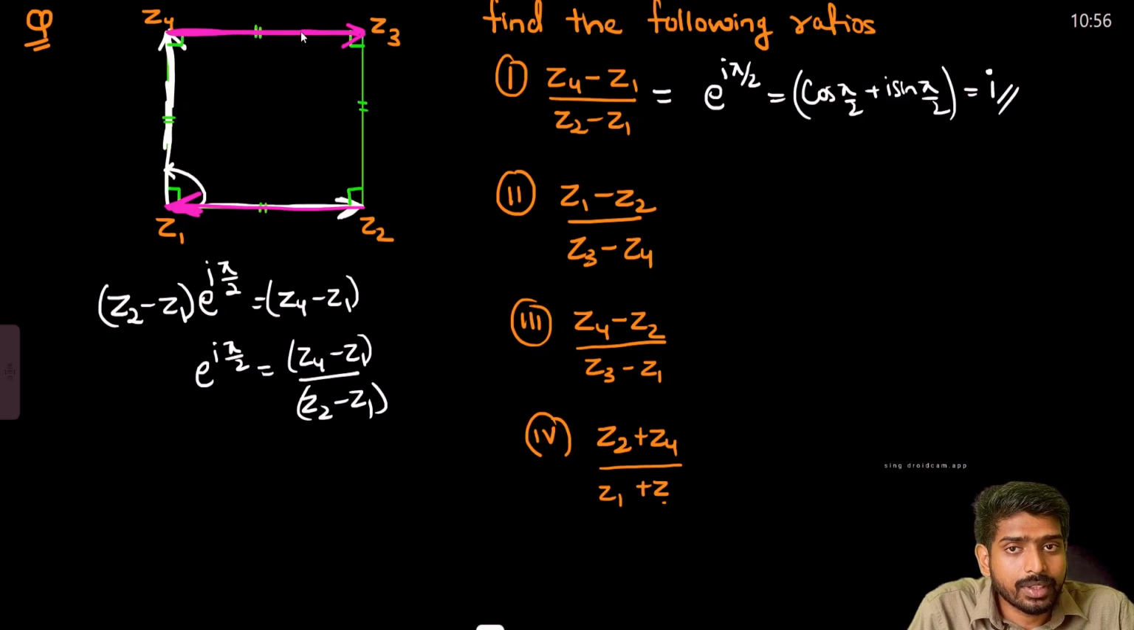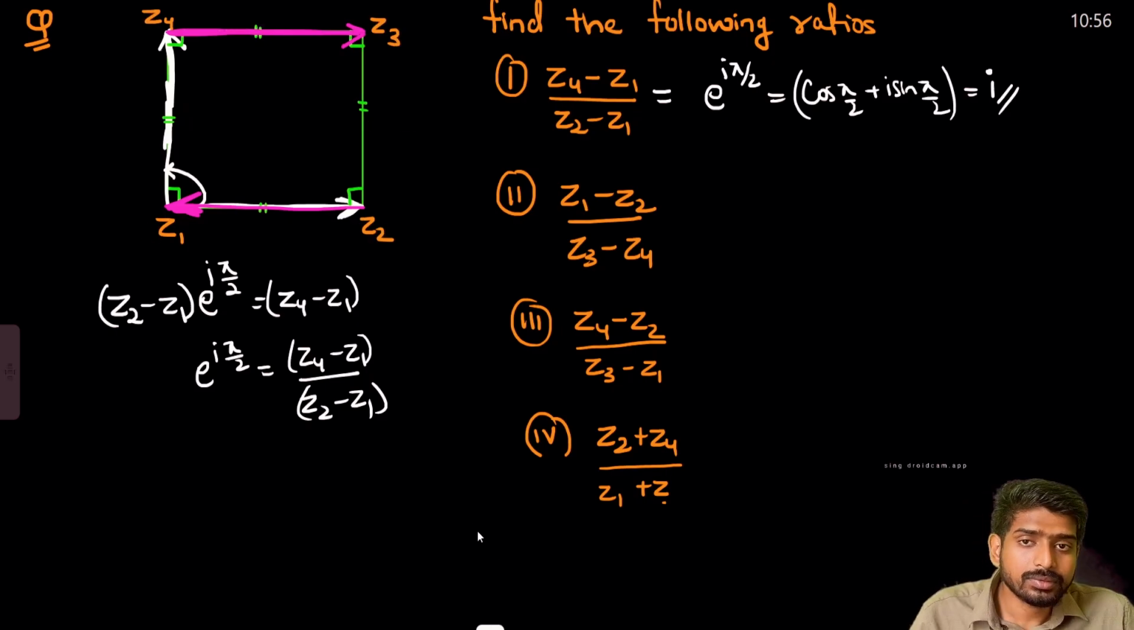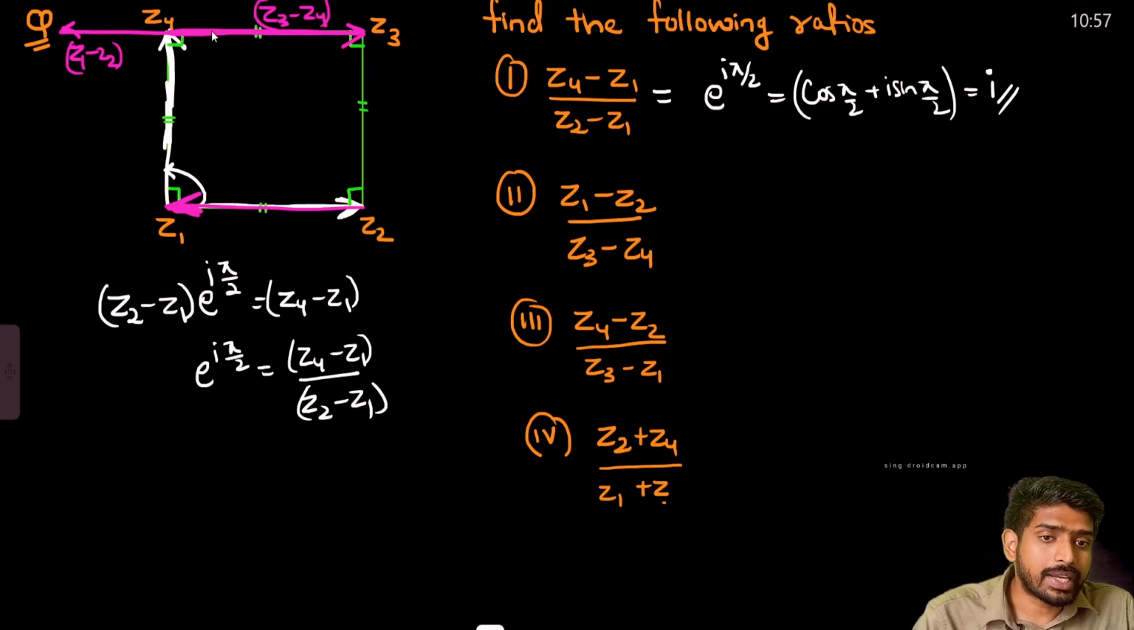Now, if we see clearly, this vector I can bring here, and I can write this. This one is my vector Z1 minus Z2, and this one is the vector Z3 minus Z4. Got it? So how can I get Z1 minus Z2 from Z3 minus Z4? By rotating this vector by 180 degrees in the anti-clockwise direction.